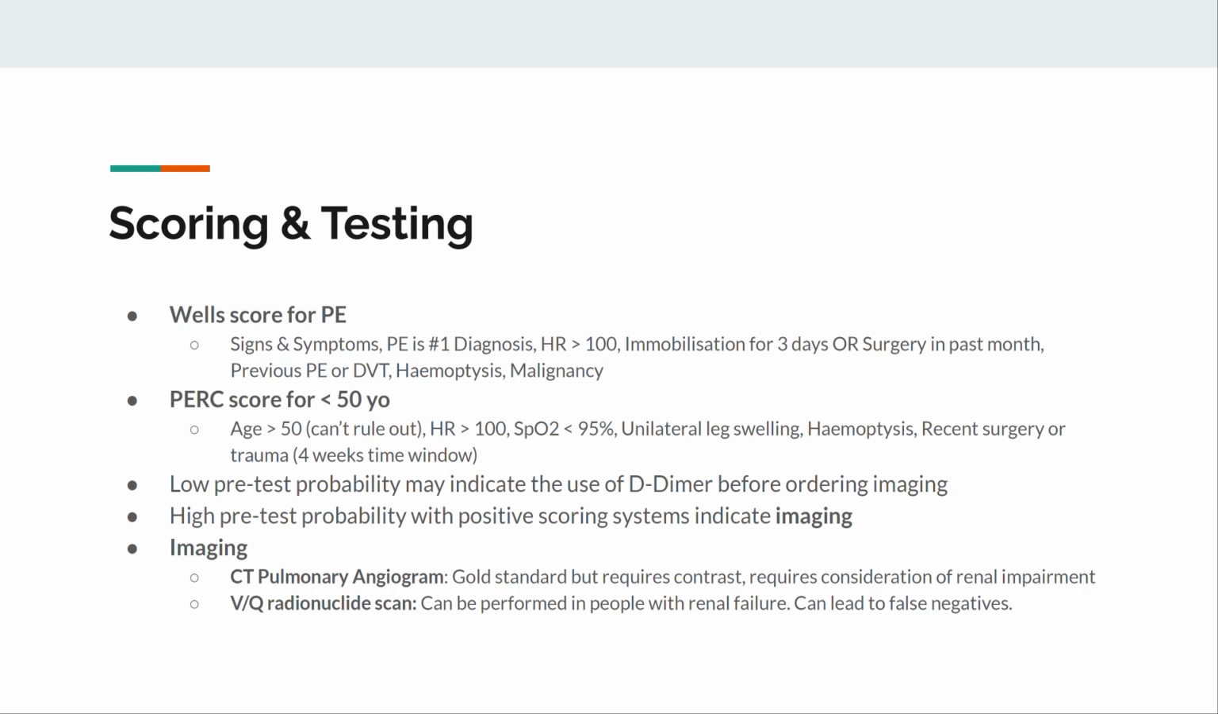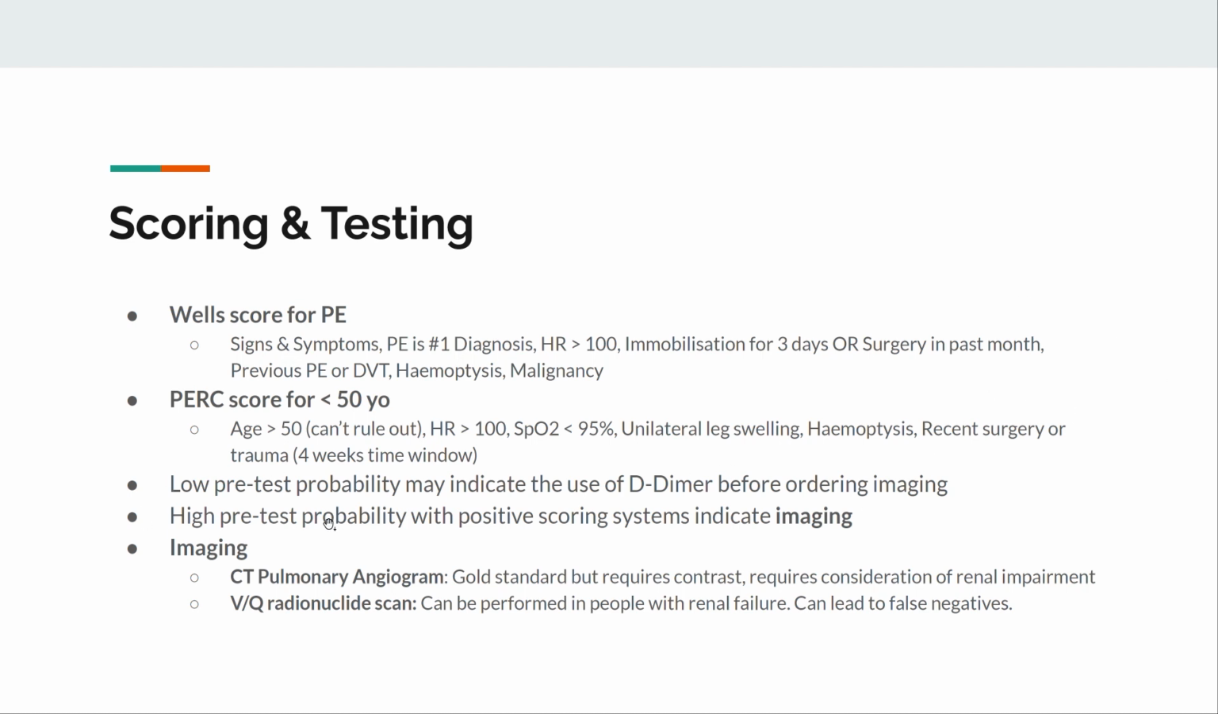The basic parts are, does it look like a PE? Is PE your number one diagnosis? Are they tachy? Did they have risk factors like immobilization or surgery? Have they had one before? Are they coughing up blood, and do they have active cancer? You don't need to memorize that, but it'll stick with you eventually because those are the things that you'll ask again and again.